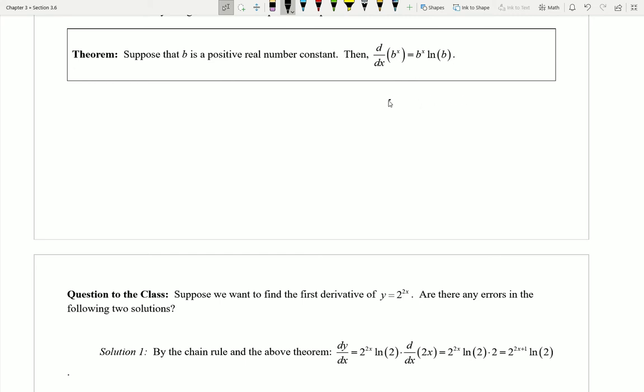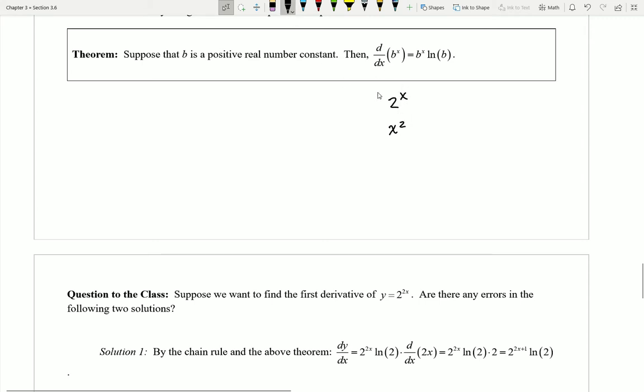So notice I'm talking here about how I would take the derivative of something like 2 to the power of x. Notice that I can't use the power rule here, because the power rule works with things in the opposite order, where the power is a number. But what happens if my power is a variable? What do I do in that instance?